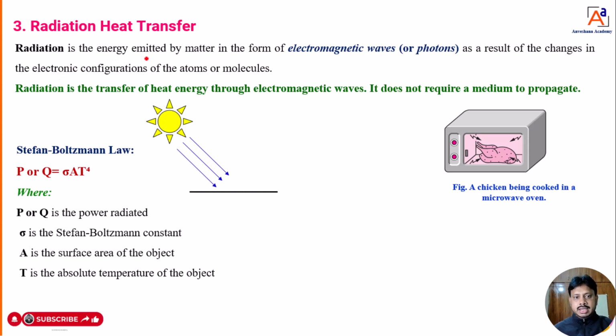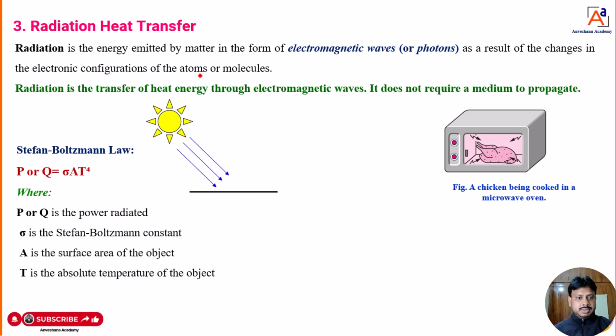Radiation is the energy emitted by matter in the form of electromagnetic waves or photons as a result of the changes in the electronic configurations of the atoms or molecules. In simple terms, what is radiation? Radiation is nothing but energy emitted by matter in the form of electromagnetic waves. That type of heat transfer we are going to call a radiation heat transfer.